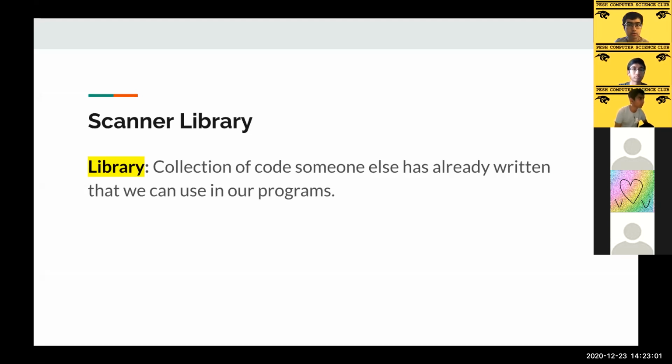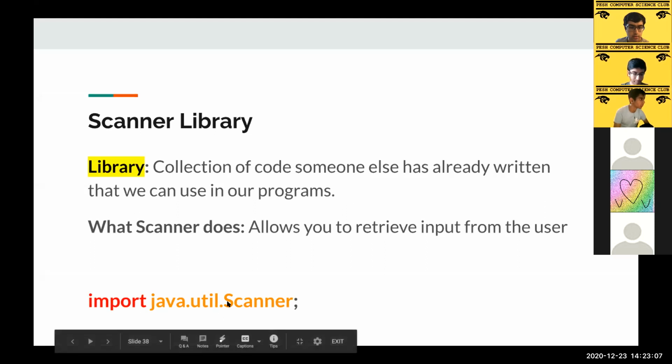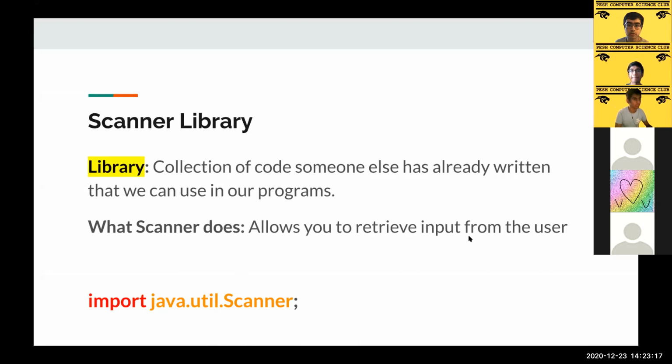The way we would include scanner in our code is by saying import java.util.scanner. And that basically says you're going to be using scanner in your program. So now you can use whatever functions you want with scanner. And what scanner does is allow you to retrieve input from the user. So that's what scanner does.